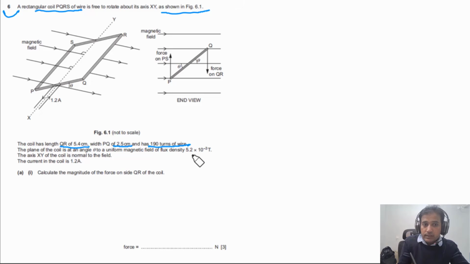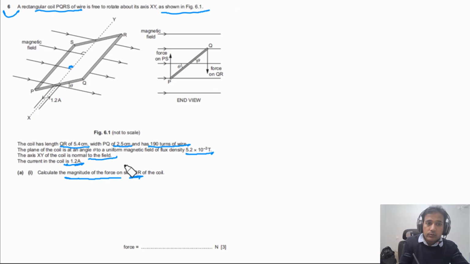The magnetic flux density is also given, that is equal to 5.2 times 10 to minus 3 Teslas. The axis XY of the coil is normal to the field. As you can see, this means the angle between the axis of rotation and the magnetic field is 90 degrees. Current in the coil is 1.2 amps. We need to calculate the magnitude of the force on side QR of the coil.